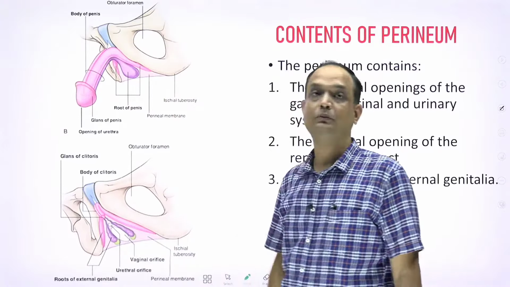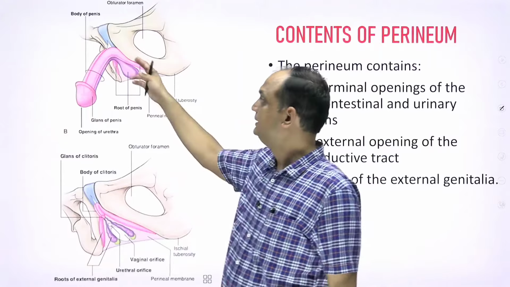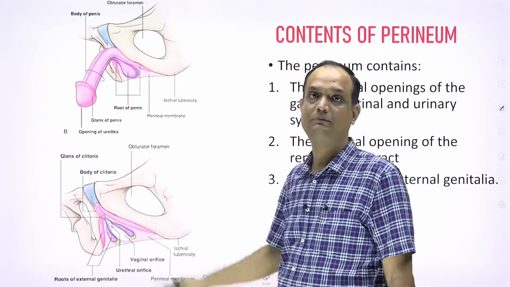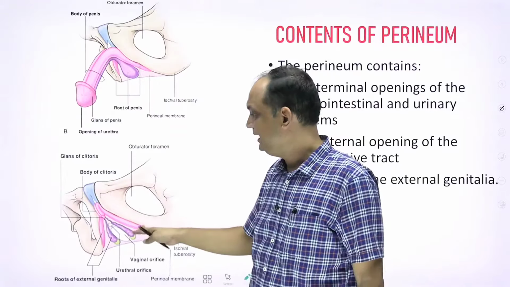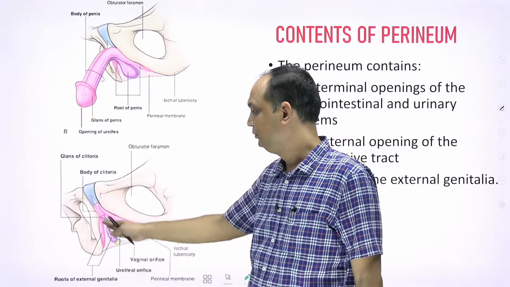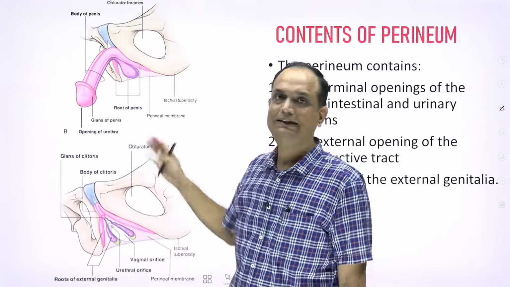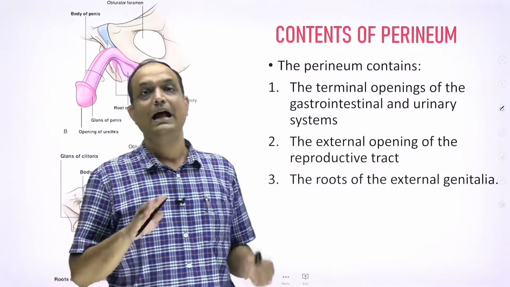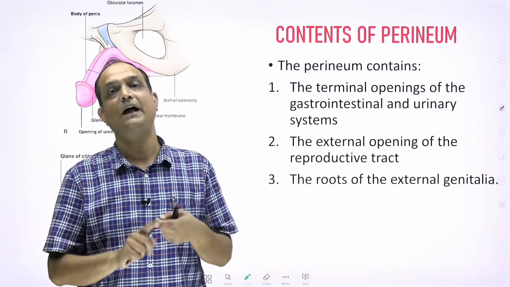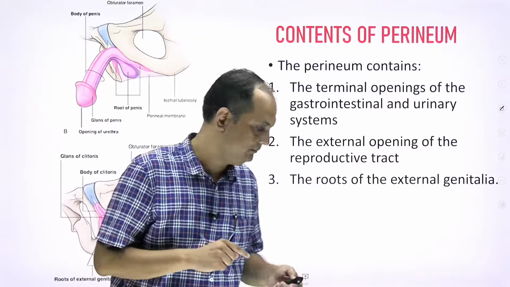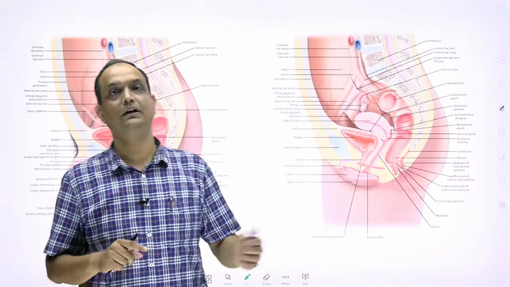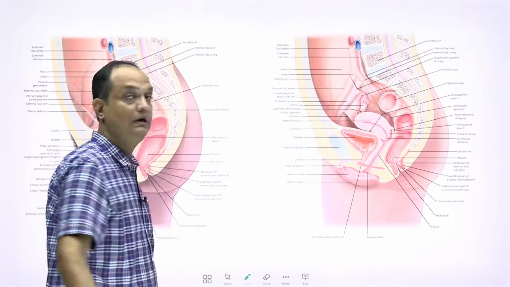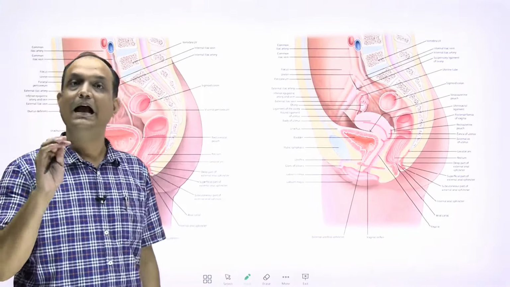These are showing the superficial perineal pouch, where you can see the penile portion, the crus of the penis, the bulb of the penis, and the root of the penis. In this area, you have the clitoris, the root of external genitalia. So all these structures lie below the membrane, and they lie below the pelvic diaphragm in the perineum. Now these are the two images where sometimes you have questions related to your pelvis and perineum.